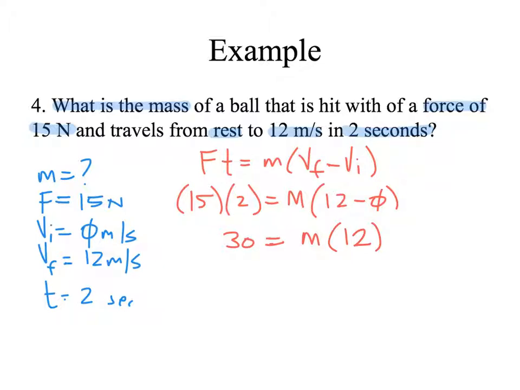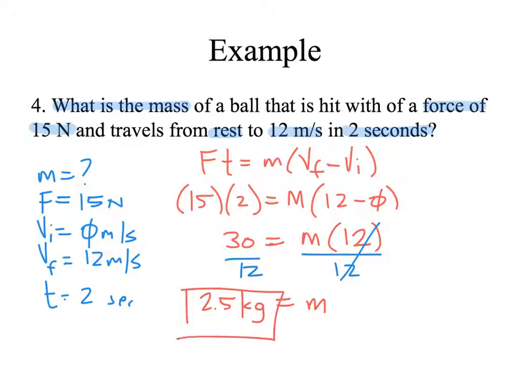Okay, so I want to get M by itself, but it's being multiplied by 12. Well, the opposite of multiplied by 12 is to divide by 12. And if I divide both sides by 12, then I get M by itself. And M is equal to 2.5. 30 divided by 12 gives me a mass of 2.5 kilograms. In the previous example, we were solving for mass.